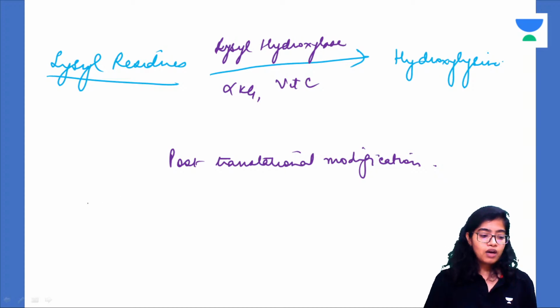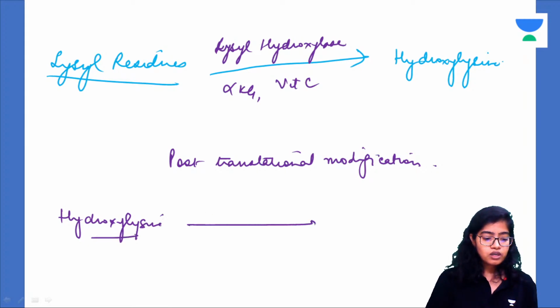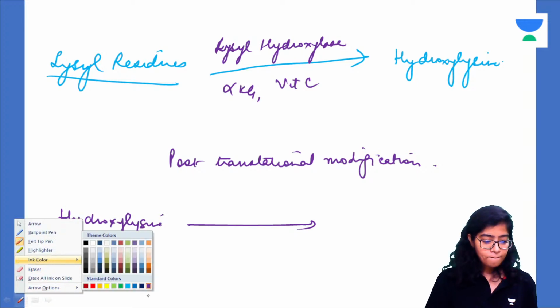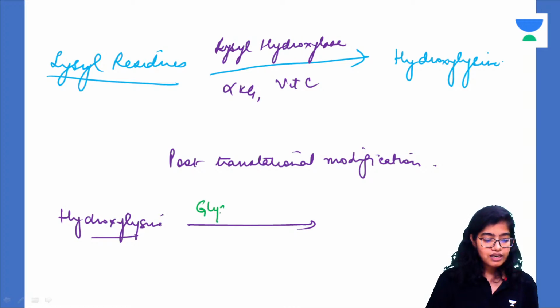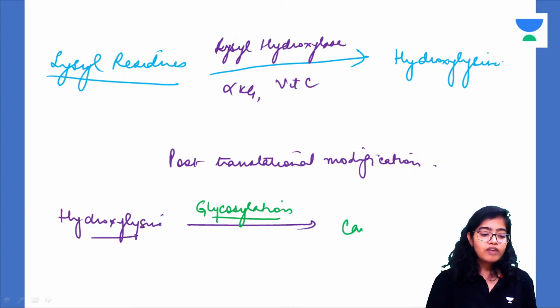Now hydroxylysine residues in collagen can also undergo one process. What is this process called? Any of you? Glycosylation. All these provide stability to the structure of collagen. Glycosylation means carbohydrates are added. Carbohydrate moiety is added.